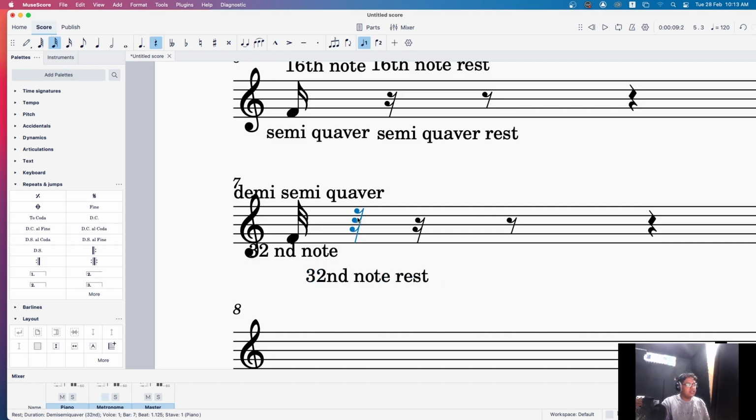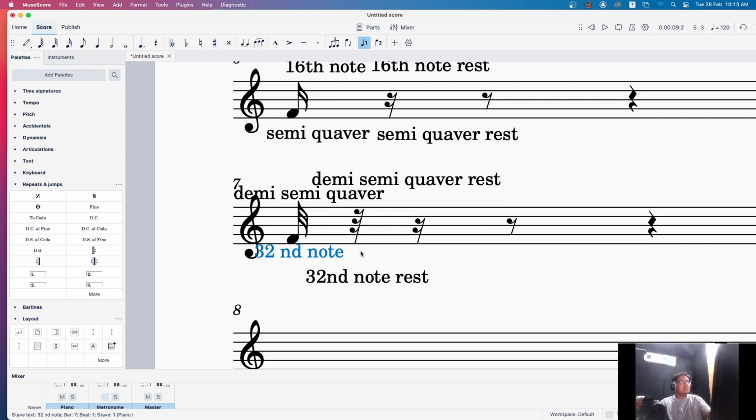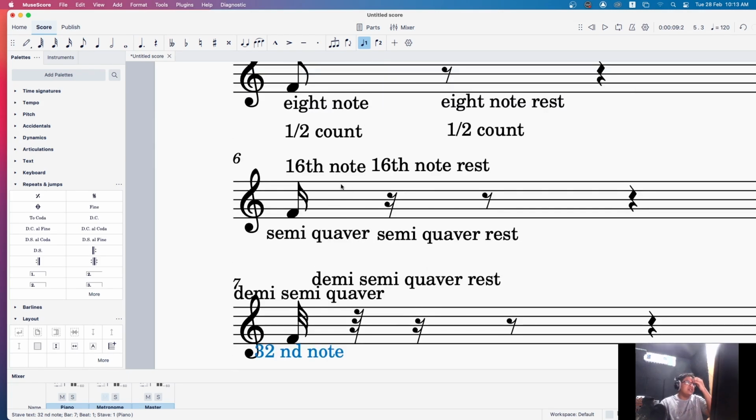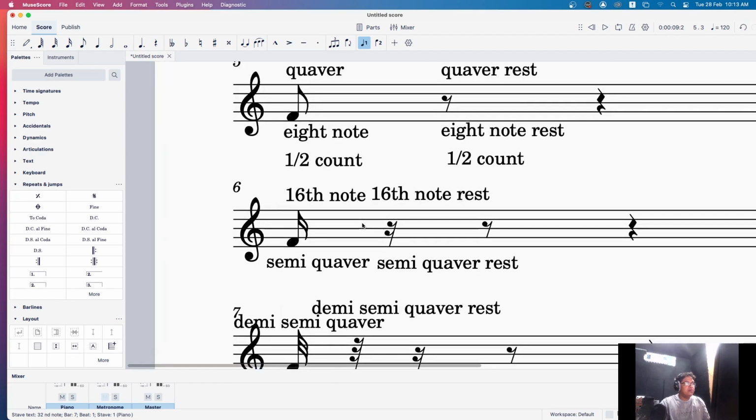This is also called the demi-semi-quaver rest. Which one? This one. Okay, so this is very clear. Then this 32nd note makes, okay, this count I missed to explain here.